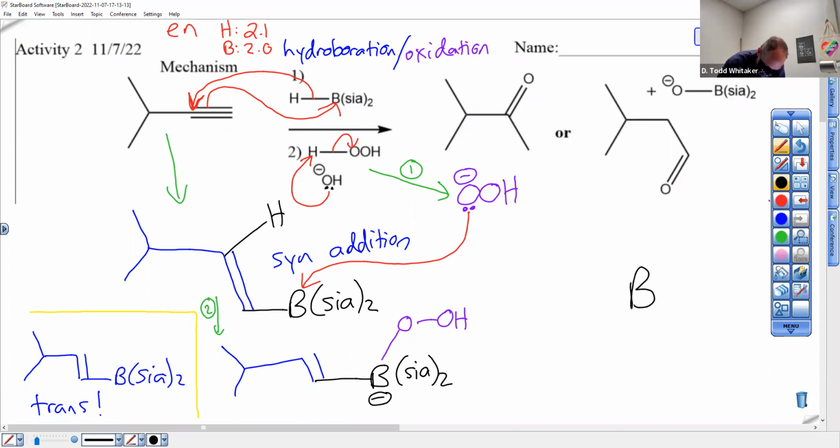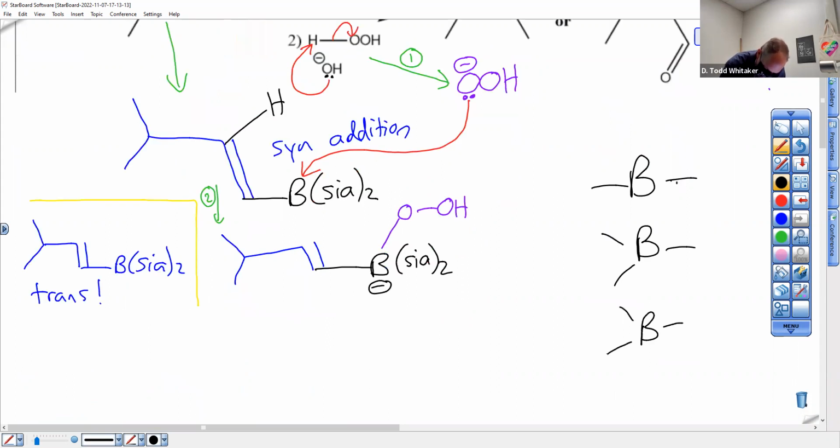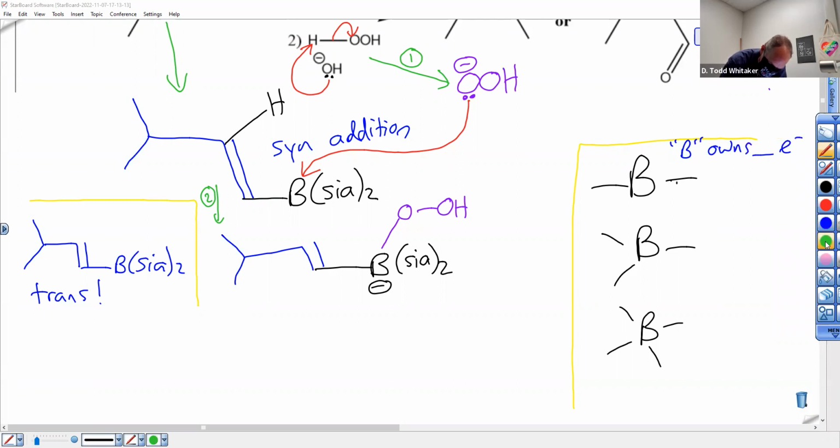Review. B with 2 bonds. B with 3 bonds. B with 4 bonds. And it's a review, so set it off to the side. B owns 1, 2, 3, 4 electrons. Because sharing 4 is like owning 2. Sharing 6 is like owning 3. Sharing 8 is like owning 4. So what's your FC? Up there, it owns 3 on the periodic table. So if you own less than the periodic table, +1. If you own the same as the periodic table, 0. If you own 1 more electron than the periodic table, -1. End of story.